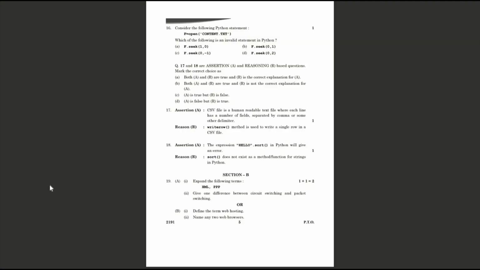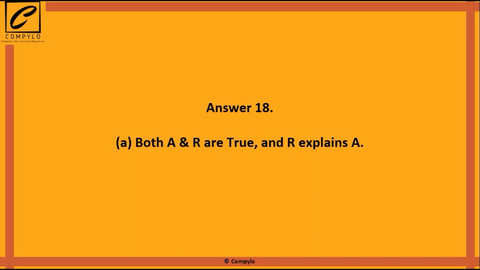The assertion of question number 18 is the expression hello.sort() in Python will give an error. And the reason of question number 18 is sort does not exist as a method or function for strings in Python. In this case, both assertion and reason are true. Also, reason explains assertion. The expression hello.sort will give an error because strings do not have a sort method, and same has been explained with the reason, that is the sort method exists only for lists, not for strings. For sorting a string we use sorted.